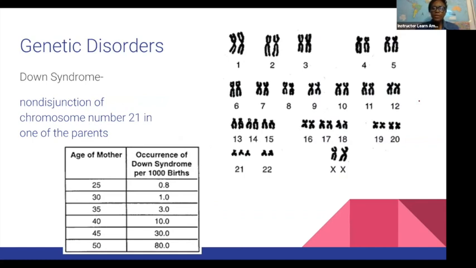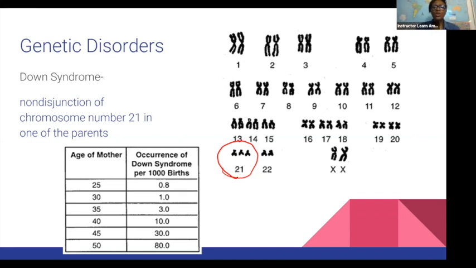Another disorder I want us to review is Down syndrome. Down syndrome is a non-disjunction of chromosome number 21. So remember I said there are 46 chromosomes, so there are two at every autosome number, except when someone has Down syndrome, they have a third, an additional chromosome on that number. And so that's what gives you Down syndrome.